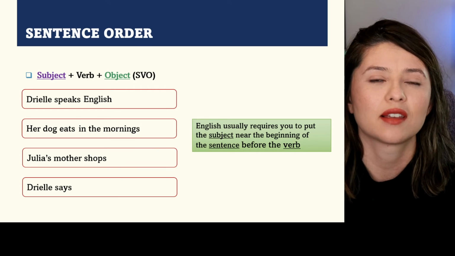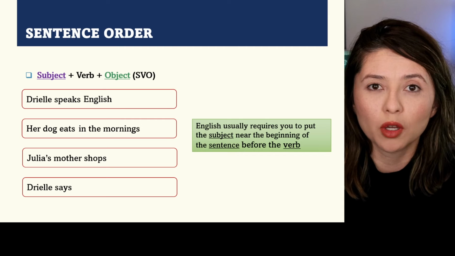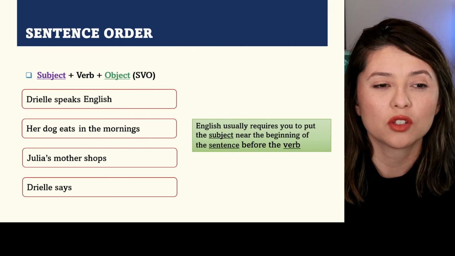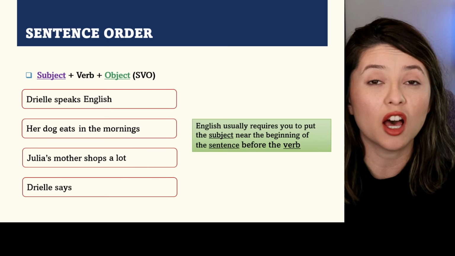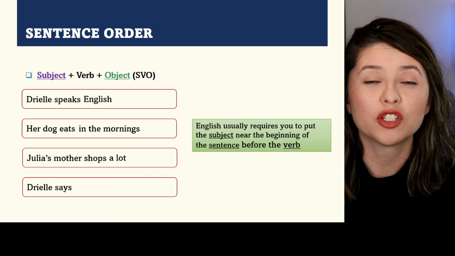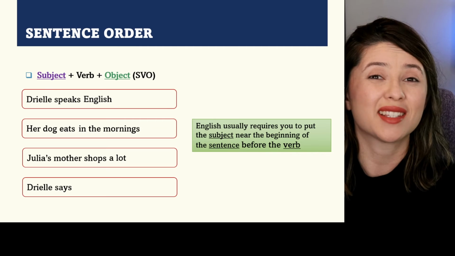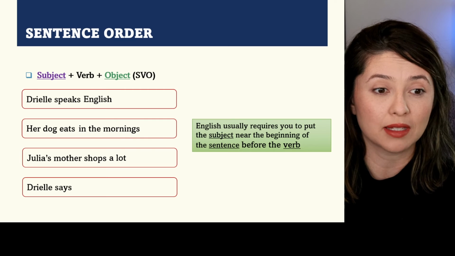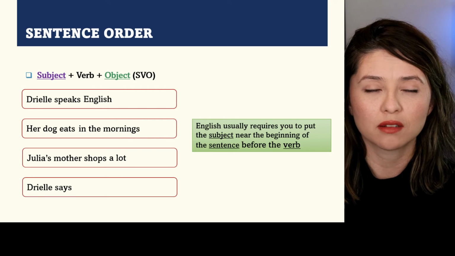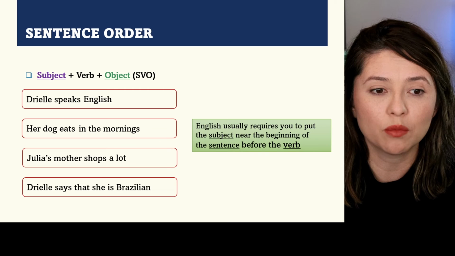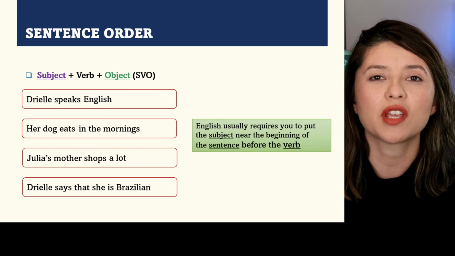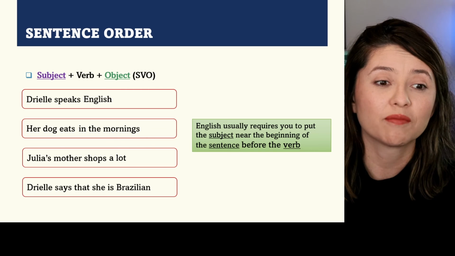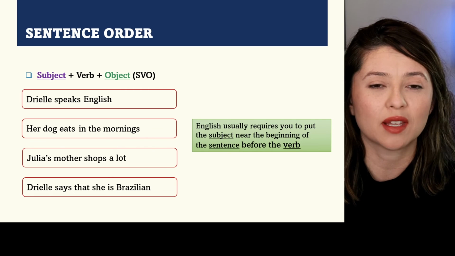Now it makes sense. Julia's mother shops. Okay, great information, but I need more. So Julia's mother shops a lot. So here you have Julia's mother, which is the subject, shops, my verb, and a lot, which is my complement. Drielle says. Drielle says what? I need more information. Oh, so Drielle says that she's Brazilian. Now it makes sense. Now it's complete.